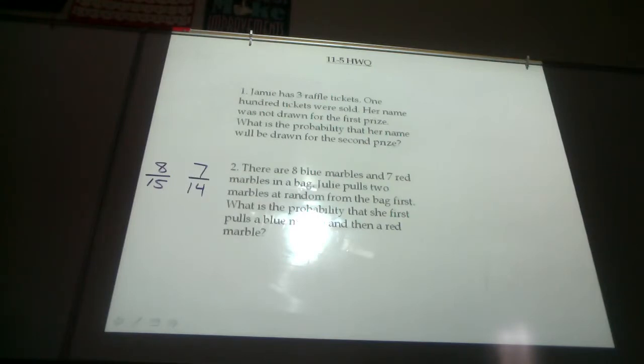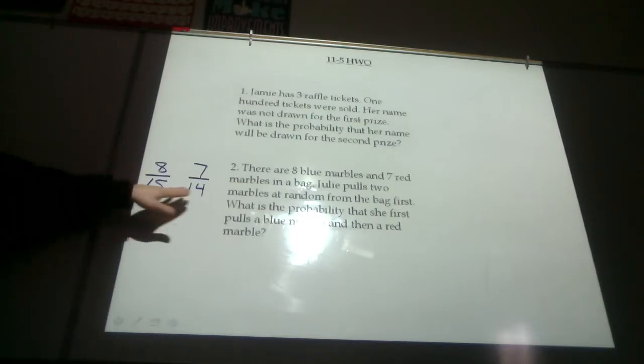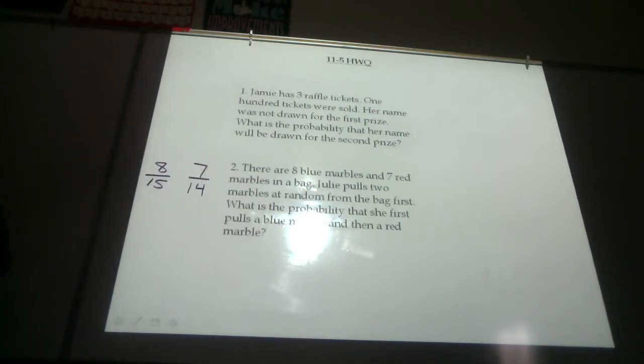Now, the idea is, when we want to find out the chance of 2 things like this happening, we take the probability of the first and multiply it by the probability of the second. If we were to estimate this, we could say about 1/2. What's 1/2 times 1/2? What's half of a half? 1/4, right? Our answer should be pretty close to 25% when we get done.